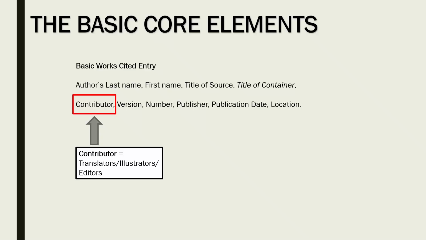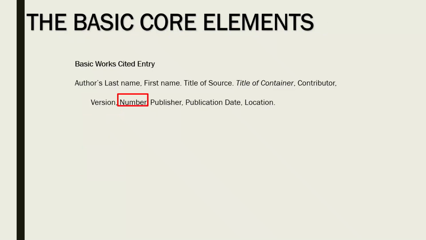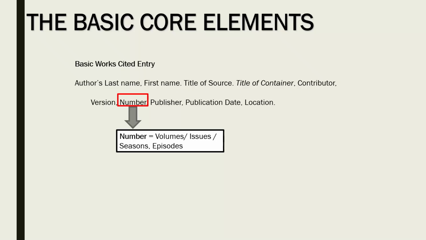The fifth element of an MLA citation is version. In MLA style, the version indicates the specific iteration of a source, such as a second edition, a director's cut, or unabridged version. The sixth element of an MLA citation is number. In MLA style, the number element denotes numerical sequences like journal issues, seasons of a TV show, or volumes of multiple volume books.